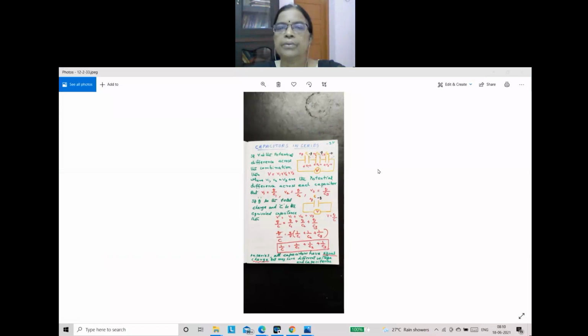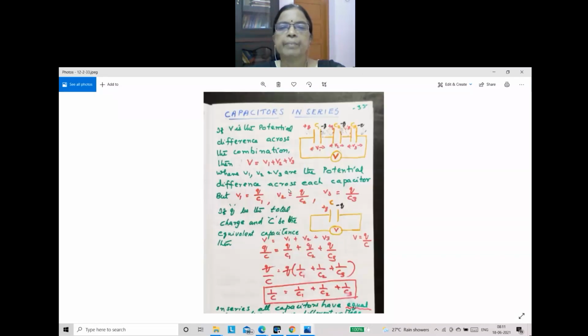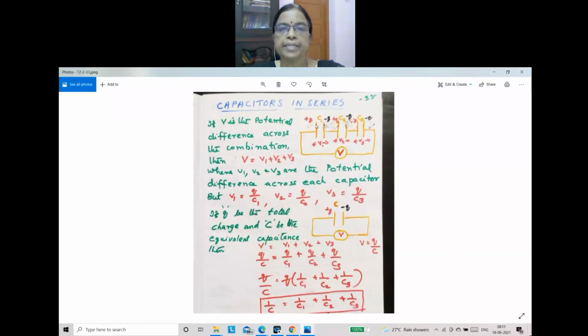Particular value of capacitance. Then here you can see in the figure, 3 capacitors are connected in series. I told you this is the way of connecting the capacitors in series.